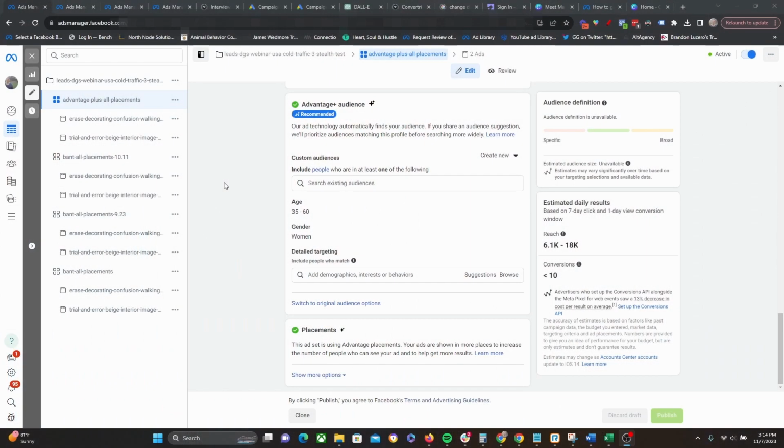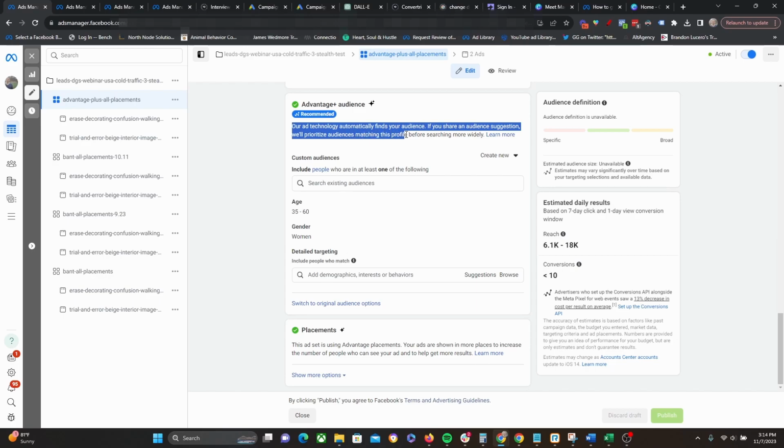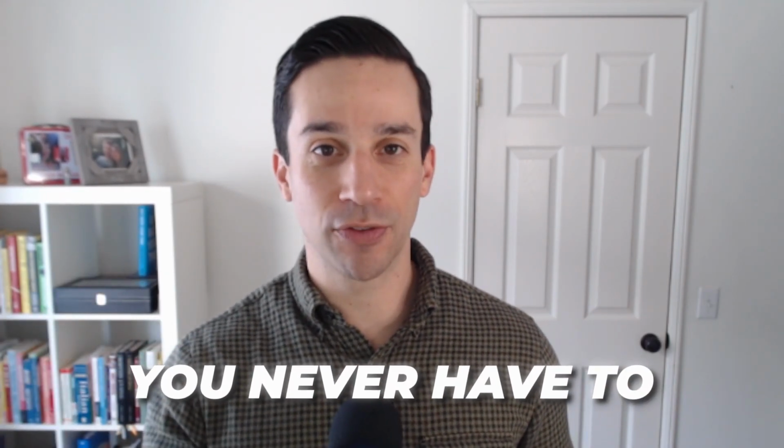Now, before we go super deep, let's just remind ourselves what this Advantage Plus targeting is. We can see right here, it's our ad technology automatically finds your audience. If you share an audience suggestion, we'll prioritize audiences matching this profile before searching more widely. So what does that mean? That means that first and foremost, they're actually saying you never have to put in targeting options right here if you don't want to. And again, in that last video, I talked about the situations where this is good, this is bad, so make sure you do check out that previous video.